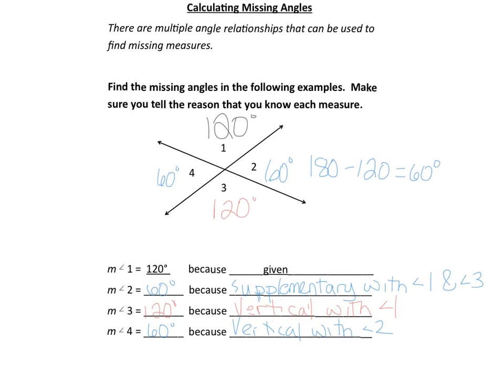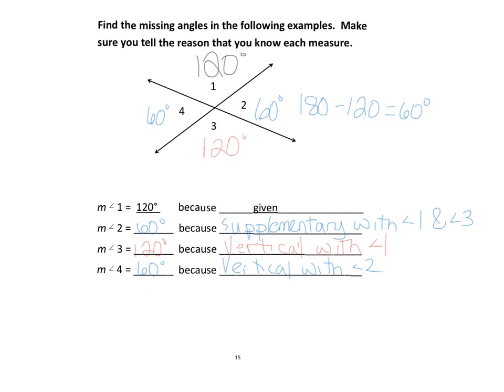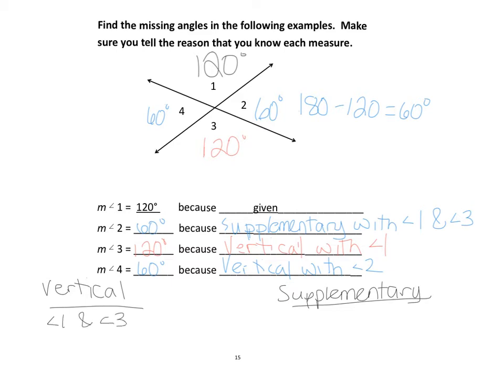At the start of this page, 15, in my explanation, I made the comment that there are multiple angle relationships. So the two types of angle relationships on this picture are vertical and supplementary. There are 2 pairs of vertical angles: angle 1 and angle 3, angle 2 and angle 4.